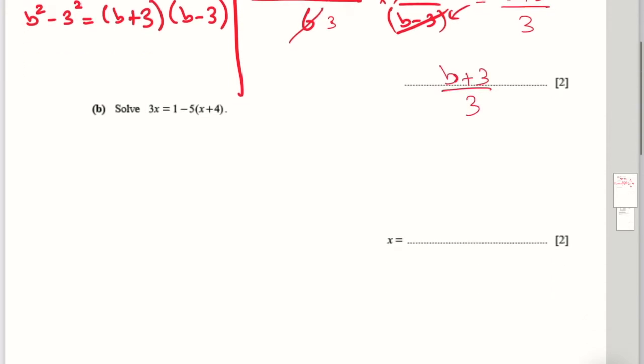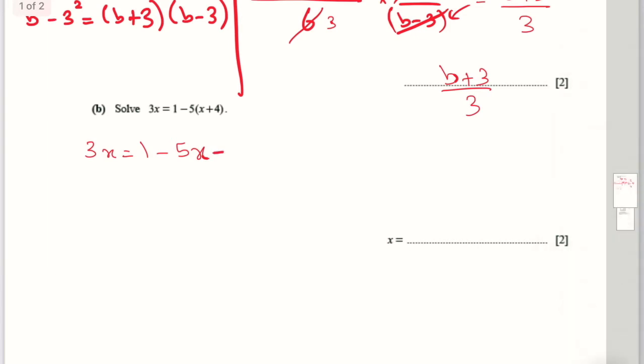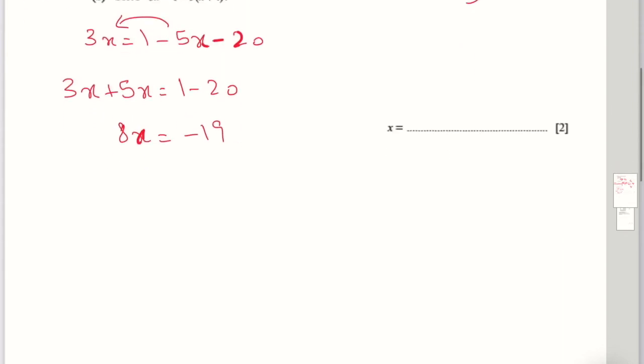Okay, let's move on. The next part says solve 3x equals 1 minus 5 times x plus 4. So let's open the brackets first. 3x equals 1 minus 5x, sorry, not plus, it is going to be minus because negative times positive is negative. So negative 20. Now we take the negative 5x to the left side, so it becomes 3x plus 5x equals 1 minus 20. So 8x equals negative 19.